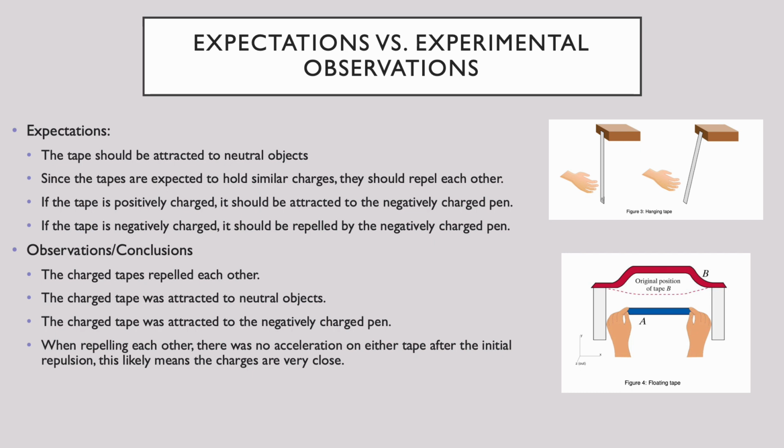So the observations and conclusions were that the charged tapes repelled each other, the charged tape was attracted to neutral objects, as well as the negatively charged pen, and there was no acceleration on either tape after the initial repulsion, meaning that the charges are the same.